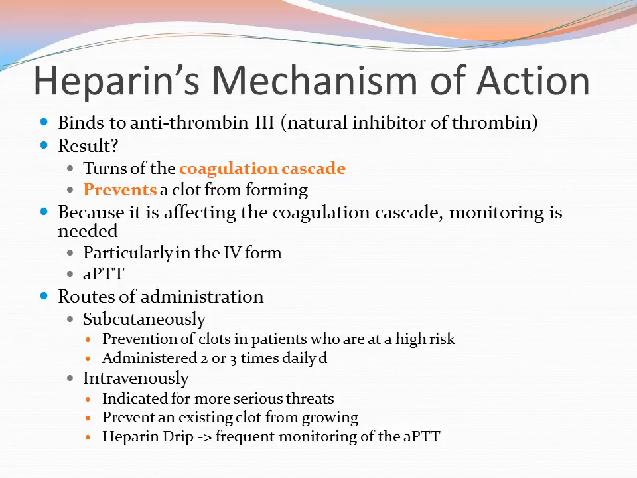And then from there, the APTT will be checked, and the nurse will titrate the dose based on what that lab value was. So if it's a really high APTT, we might decrease the dose. Or if it's a really low APTT, we might increase the dose. So as a nurse, it takes a lot of monitoring when you have a patient on a heparin drip.